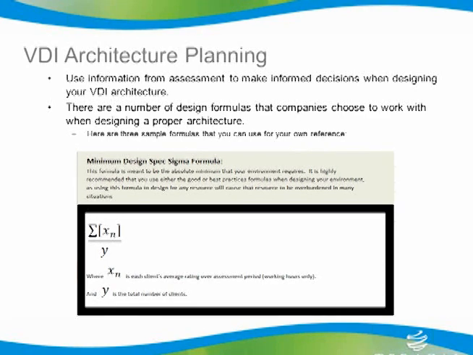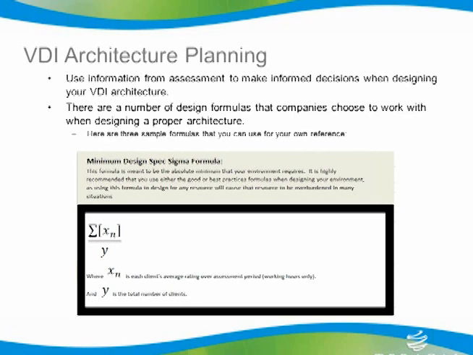This is a Sigma formula of X to the N, where X to the N is each client's average rating over the assessment period of working hours only. And that's really important because the average of working hours is going to give you their peak usage during the day. Y is the total number of clients. So basically what we're going to do is take all the clients and add up all their averages for whatever it is that the metric that we're calculating. We're going to add all that up and divide it by the total number of clients.